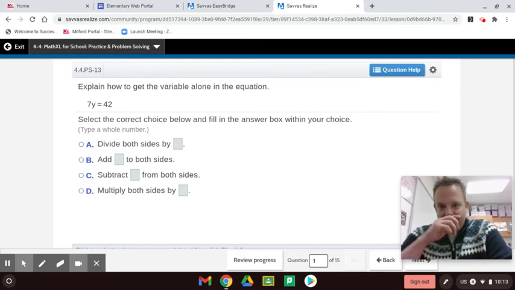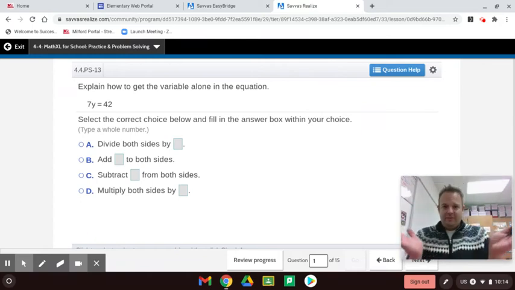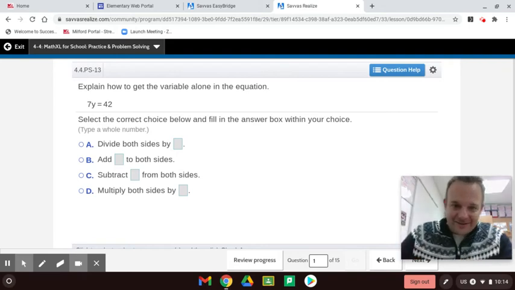Now, the whole goal of algebra and equations is you want to find x by itself. That's rule number one. And rule number two, whatever you do on one side, you have to do on the other to keep it balanced. All right, guys, let's get started.